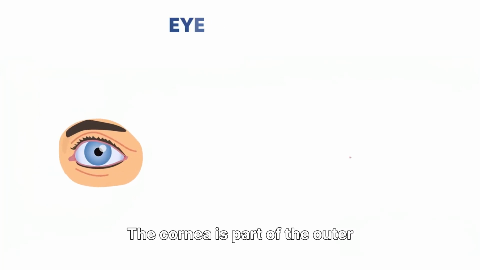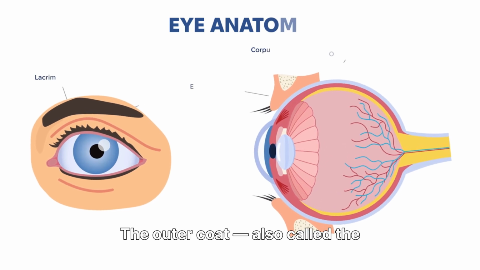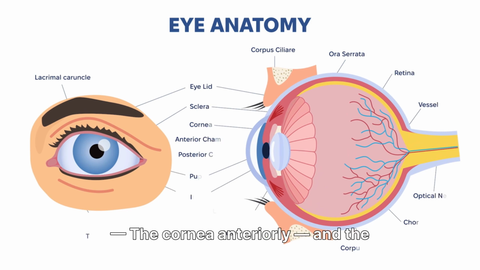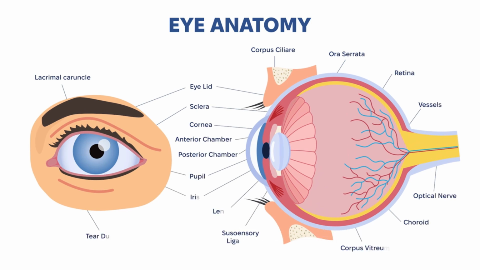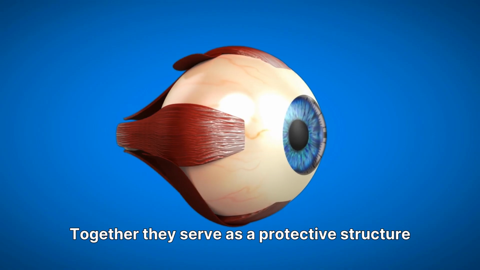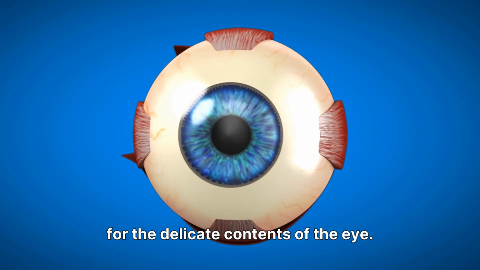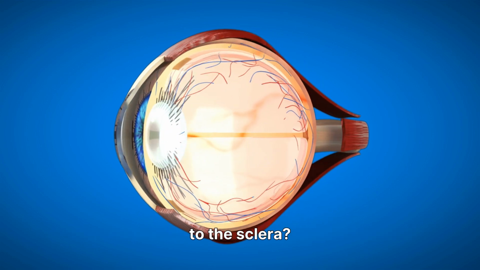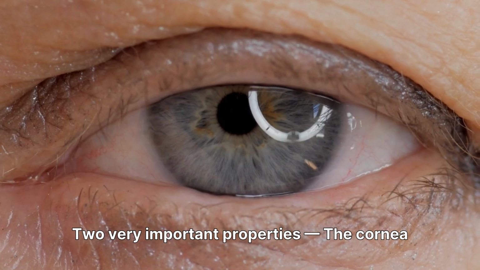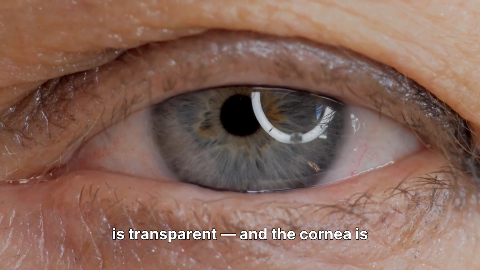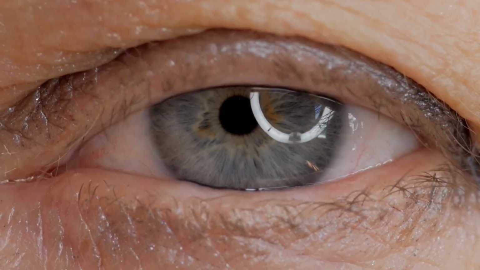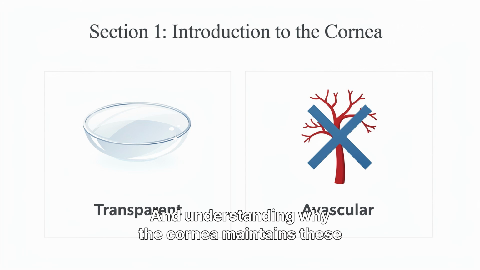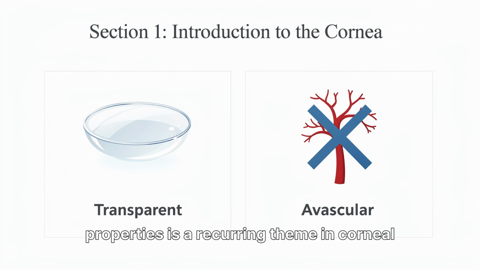The cornea is part of the outer coat of the eye. The outer coat, also called the fibrous coat, consists of two parts: the cornea anteriorly and the sclera posteriorly. Together they serve as a protective structure for the delicate contents of the eye. Now, what makes the cornea special compared to the sclera? Two very important properties. The cornea is transparent and the cornea is avascular. These two properties are absolutely fundamental, and understanding why the cornea maintains these properties is a recurring theme in corneal pathology.